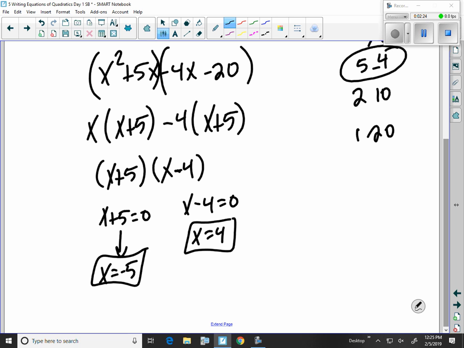Some of you may already have noticed a pattern. Has anybody noticed a pattern when they do this process? It's going to be the opposite of the x. If you look at the factors and then look at the solutions, they're just the opposite sign. It's just x equals the opposite sign.